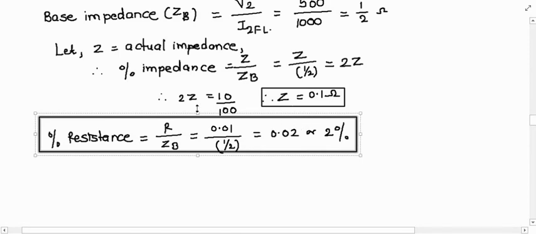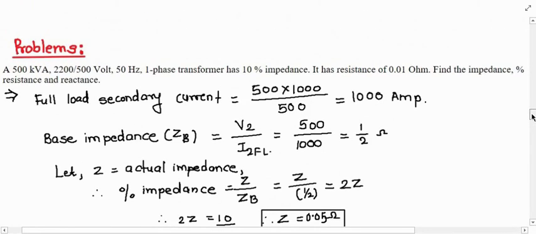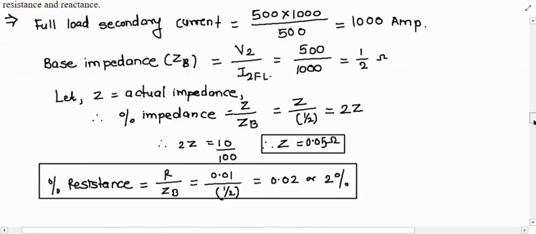One minute. Here this Z will be 0.1 divided by 2. So Z is nothing but 0.05 ohm. Sorry for that. Now what we have to find out next? We got the impedance, we got the percentage resistance. Now we have to find out the percentage reactance.